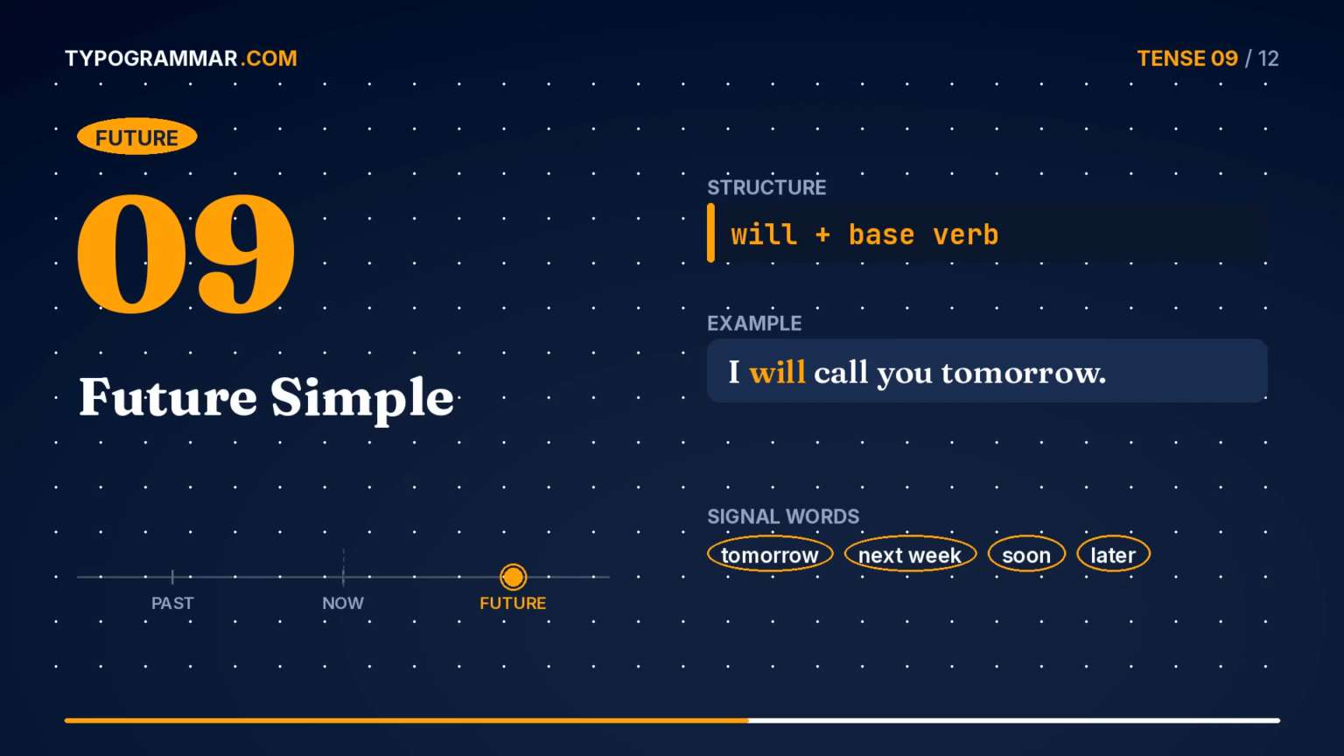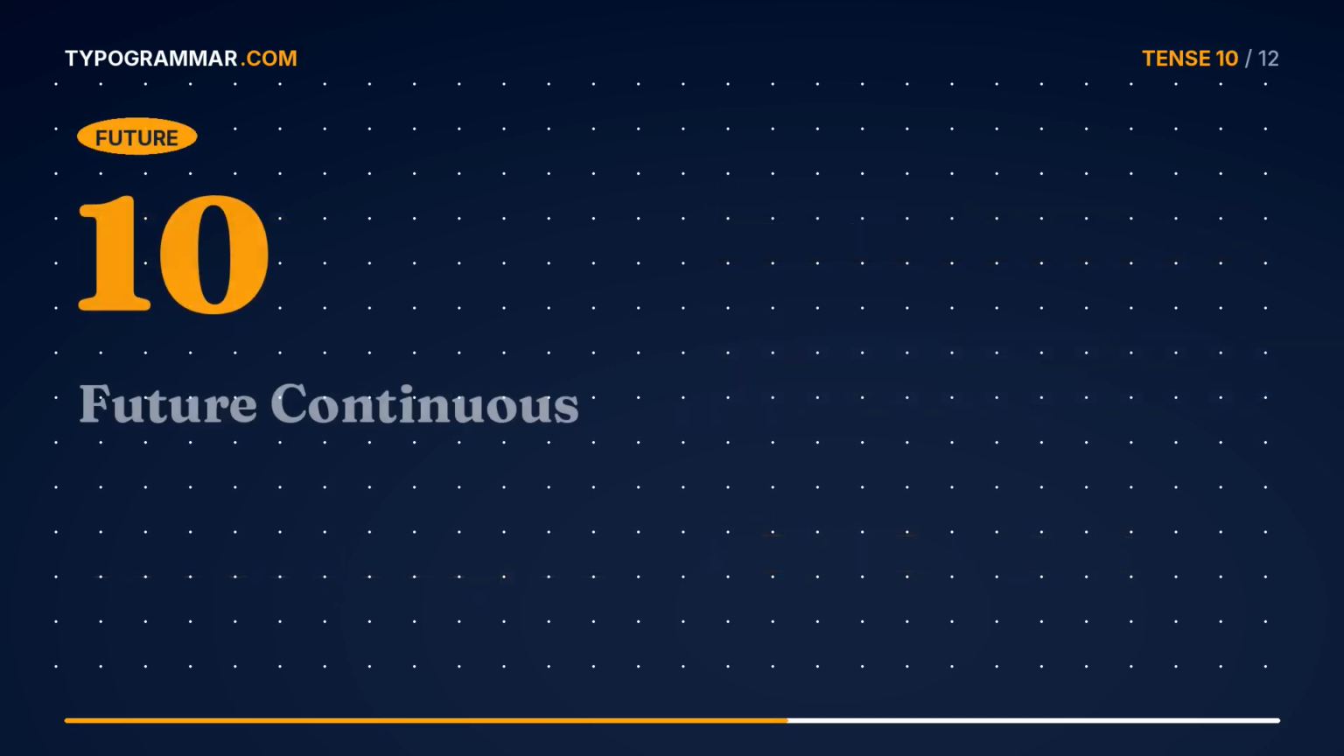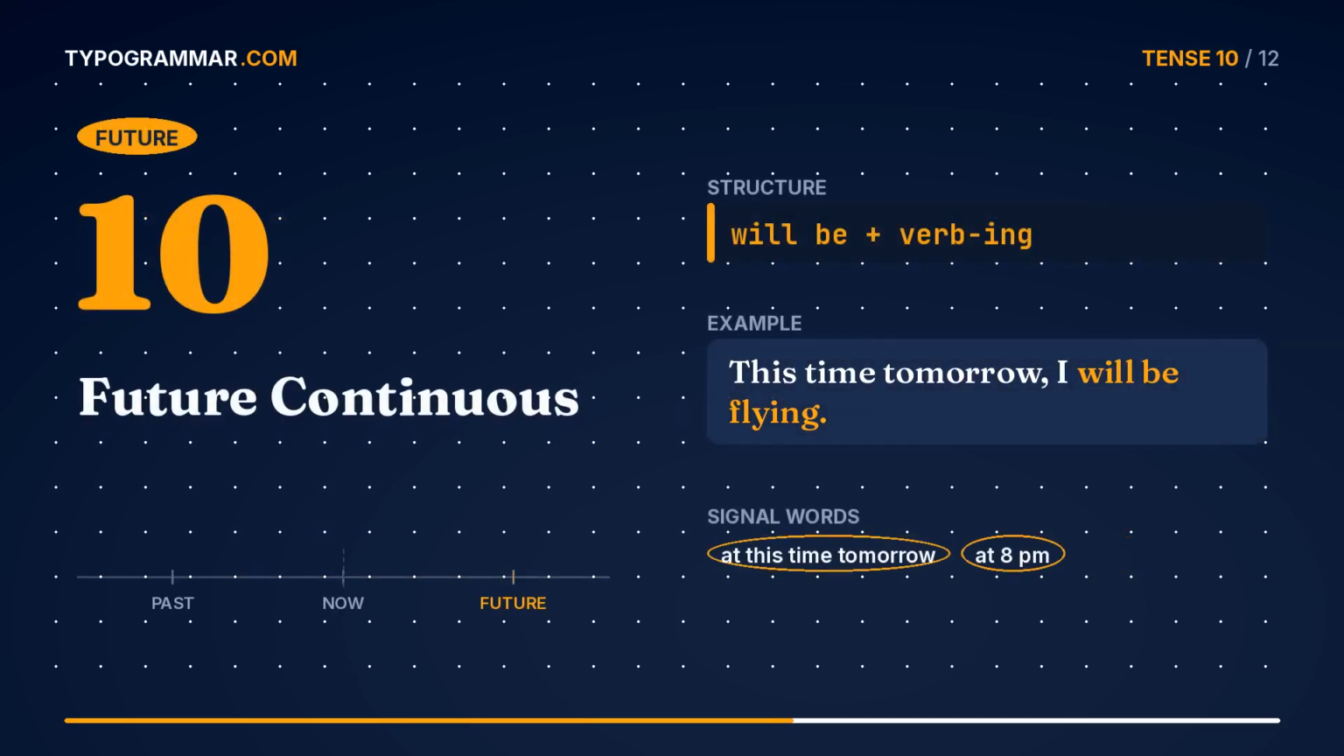Now to the future. Tense number 9, the future simple. It expresses predictions, promises, and quick decisions made in the moment. The structure is will plus the base verb. For example, I will call you tomorrow. It will rain later. Signal words include tomorrow, next week, soon, and later. For a decision made as you speak or a simple prediction, will is the word you want.